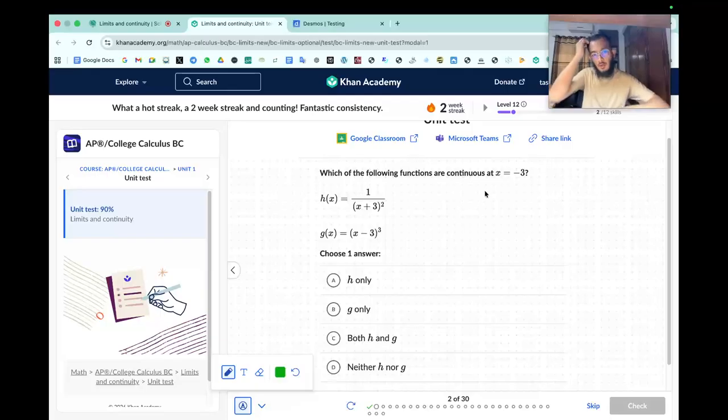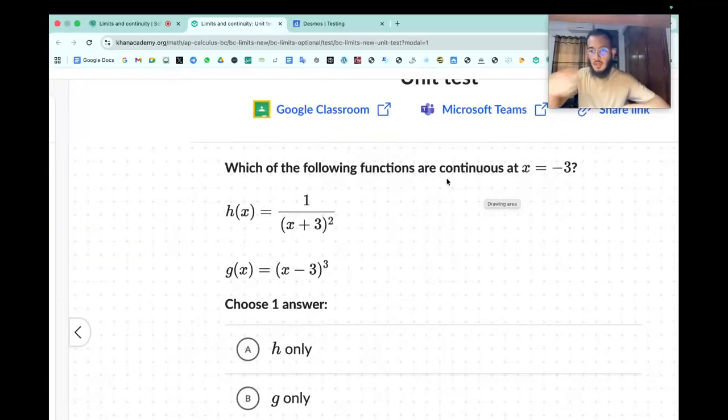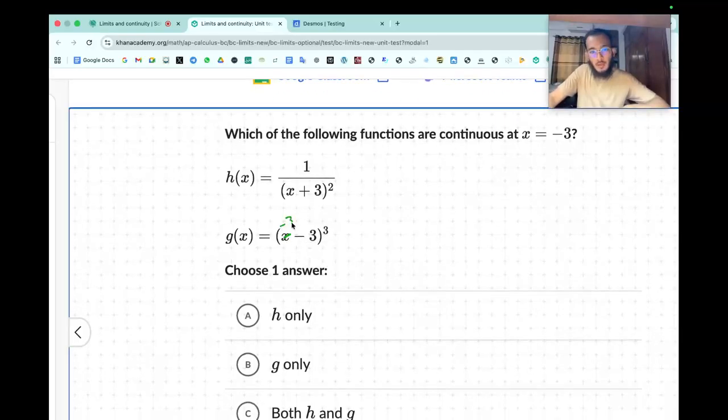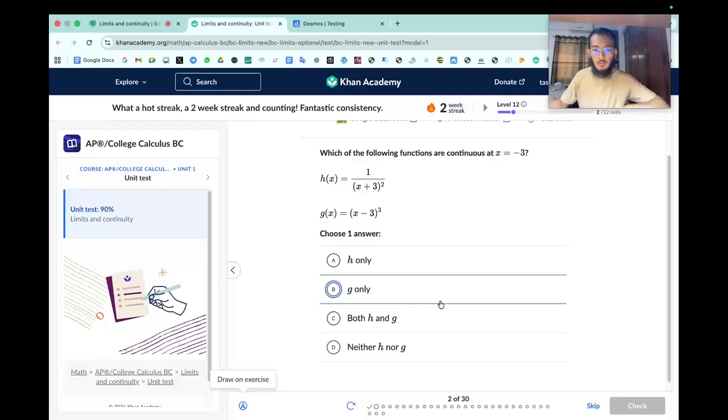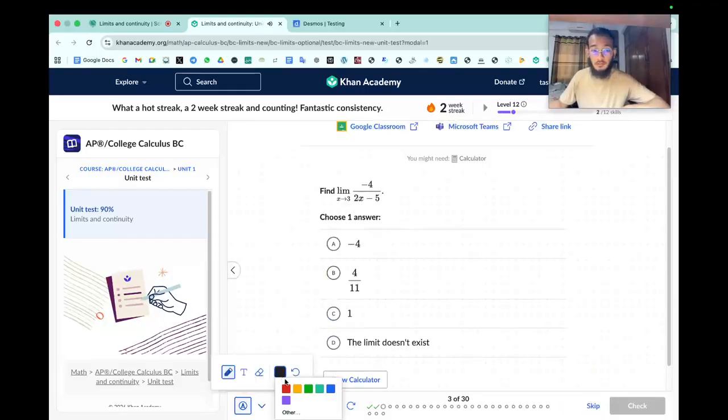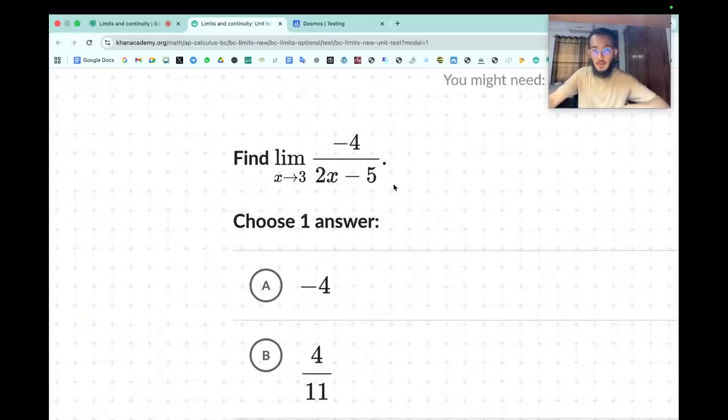Next question. Which of the following functions are continuous at x equals negative 3? Let's plug in x equals negative 3 here. What do we get? Negative 3, negative 3, negative 6 cubed. Positive number, we get a value. But what about this? If you plug in negative 3 here, it's 0. 1 upon 0, we don't get a value. So this is not continuous, only g is continuous. 1 upon 0 is undefined. So that's why we didn't get that value.